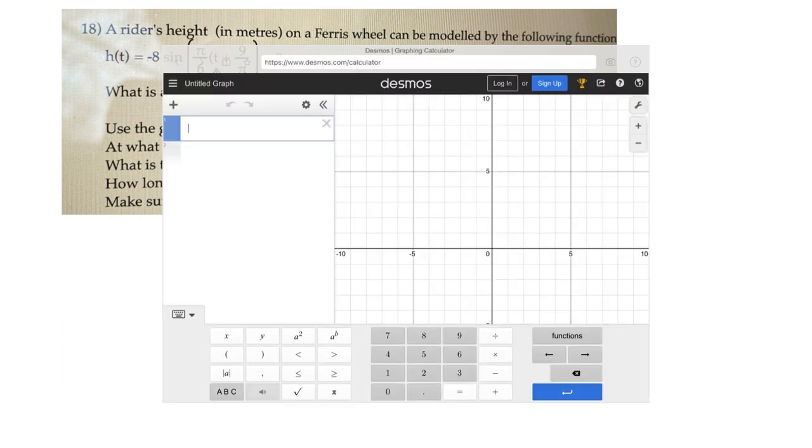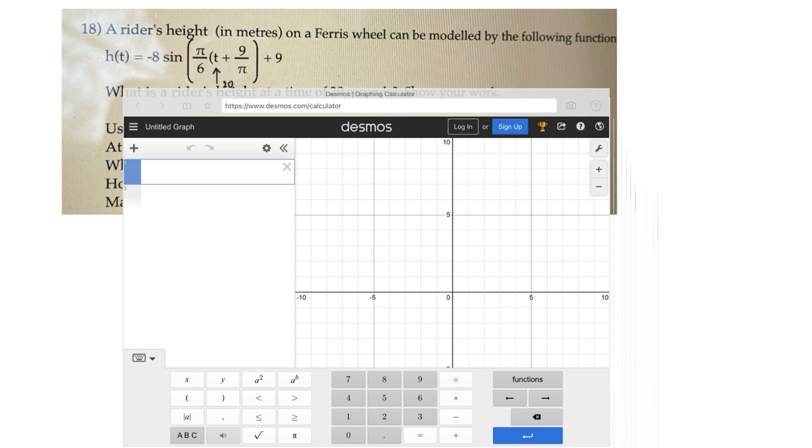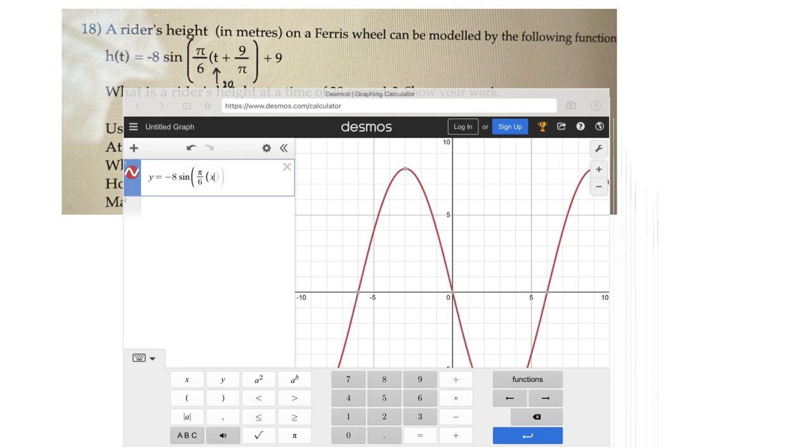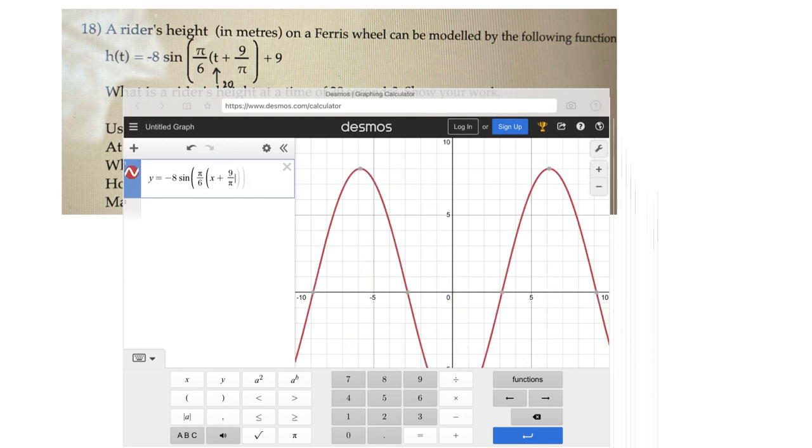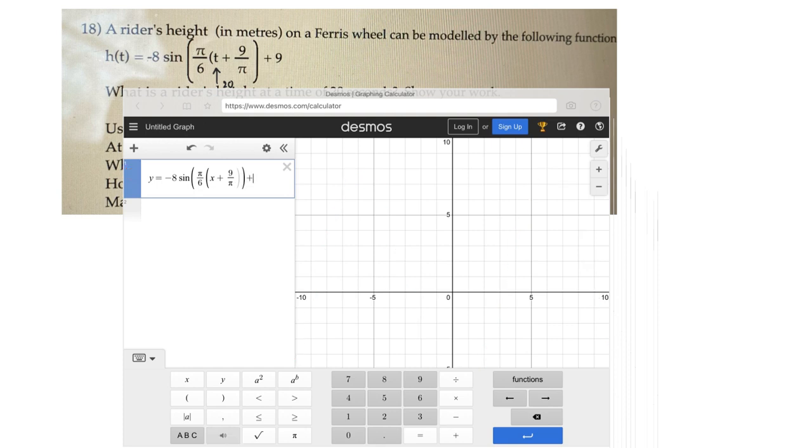Desmos, beauty. So let's type in the function. So y equals -8 sine bracket pi over 6 bracket x, we'll call it x, plus 9 over pi, go over a couple, plus 9. There we go. Okay, so there's our function.